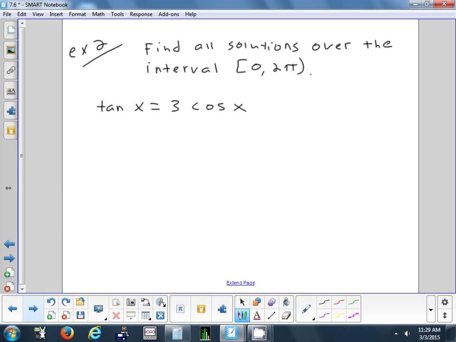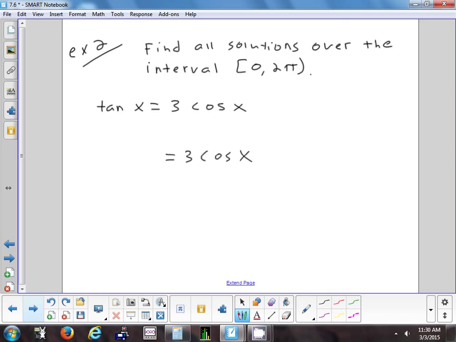Okay, Emily, which trig function do you think we're going to try to change here? Tangent or cosine? Tangent. Yeah, tangent's the more complicated one. Cosine is already pretty simple. I mean, you can't really change cosine to much else. Sine and cosine are very, very basic. So we're going to change tangent.